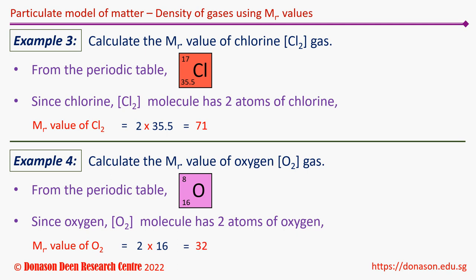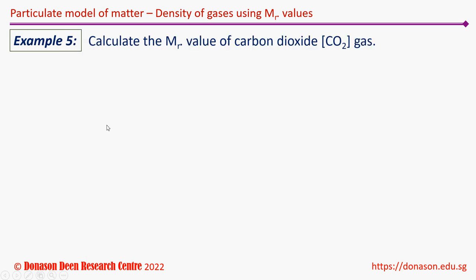So now if we were to compare chlorine gas and oxygen gas, which one is denser? Of course we can see chlorine has a relative molecular mass of 71, whereas oxygen has a relative molecular mass of only 32. So from this we know that chlorine is denser compared to oxygen. Let's go for a few more examples.